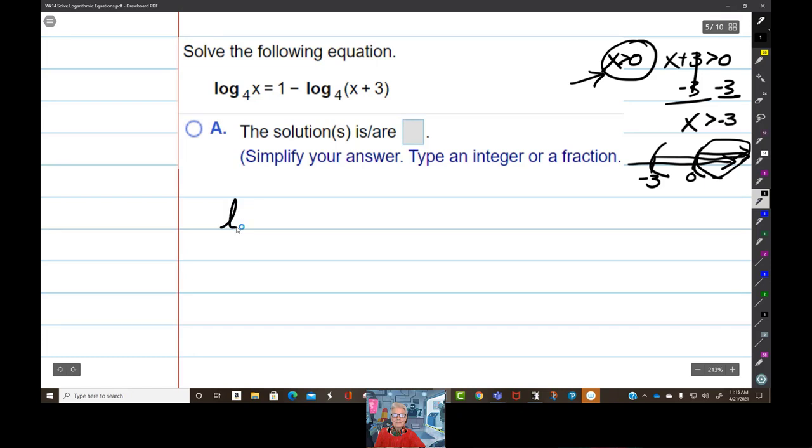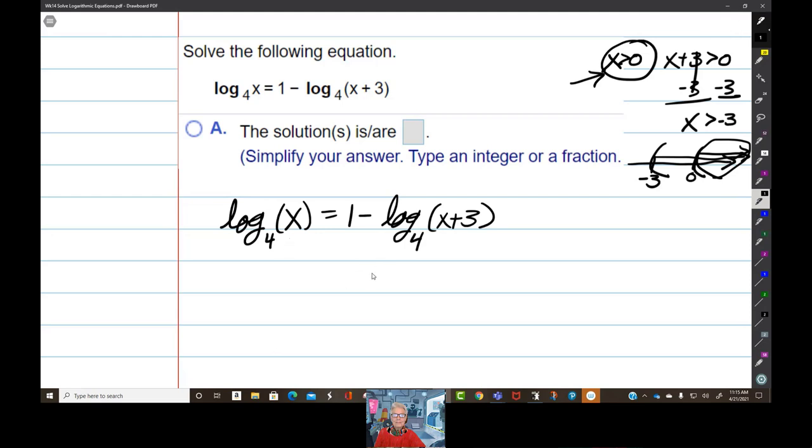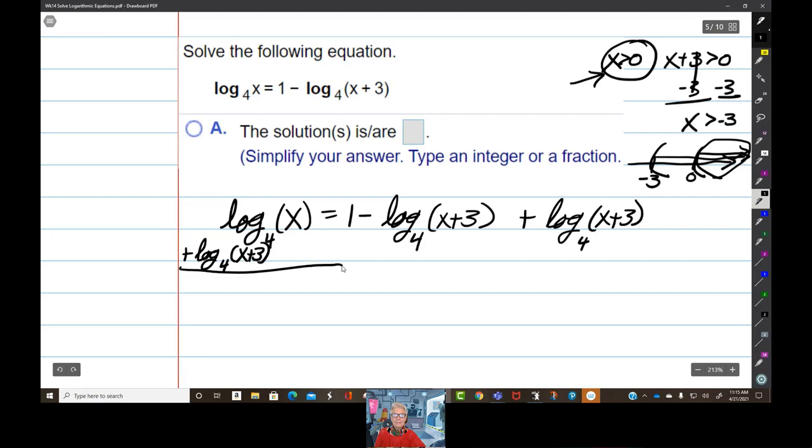All right, now, log base 4 of X equals 1 minus log base 4 of X plus 3. So I'm going to add this guy over to the other side. Plus log base 4 of X plus 3. Plus log base 4 of X plus 3. Boom. These guys zero out over here, leaving me with a 1. Over here, we're going to have log base 4.